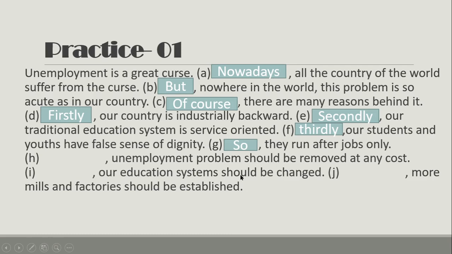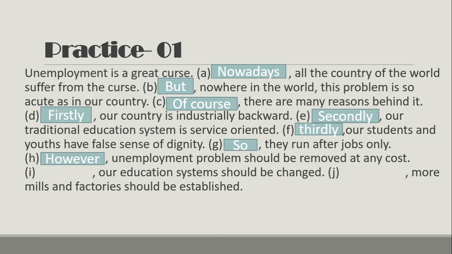So they run after jobs only. Now we can say whatever, however, okay. Say, however, unemployment problem should be removed at any cost. So we are providing a solution, whatever the situation is. However, unemployment problem should be removed at any cost.